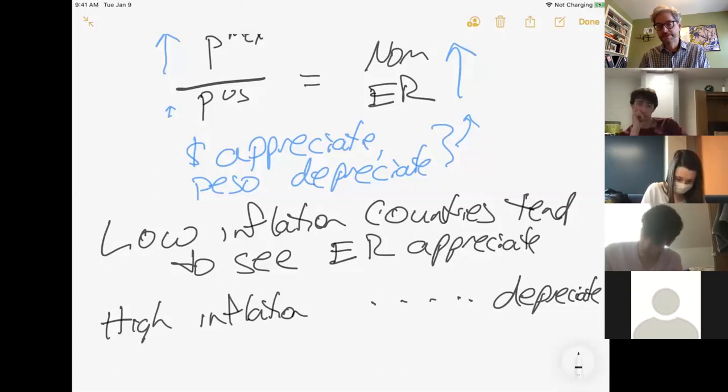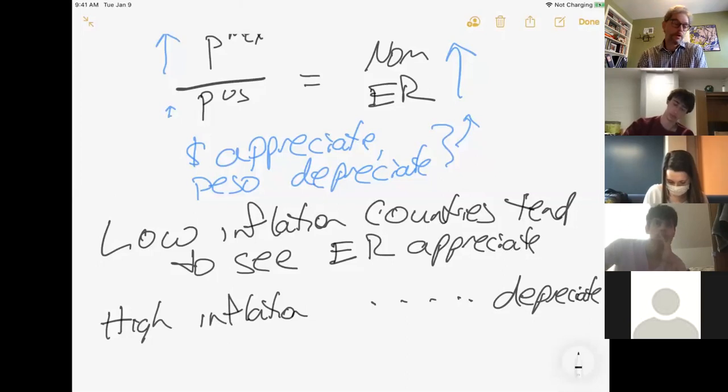So this is a big insight into exchange rates. In fact, this is the biggest insight. If you need to know one thing about exchange rates and why they move, that one thing is inflation. In general, the biggest thing that moves exchange rates is differences in inflation. Countries that have low inflation tend to see their currency appreciate. Countries that have high inflation tend to see it depreciate.